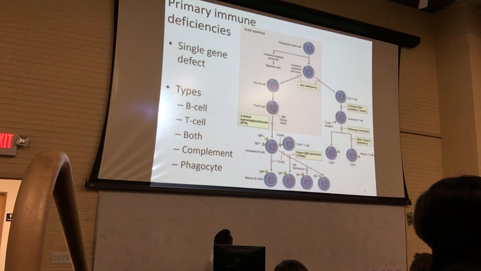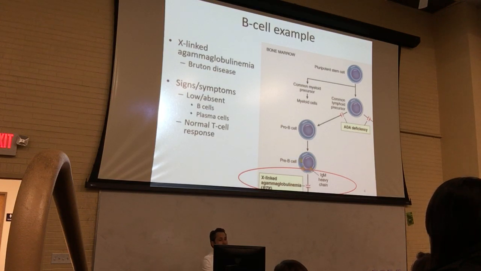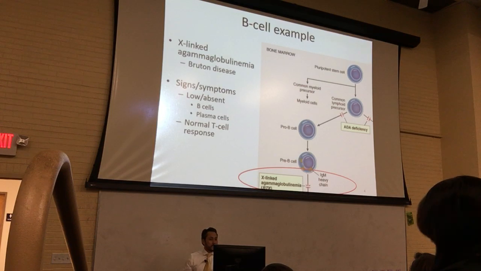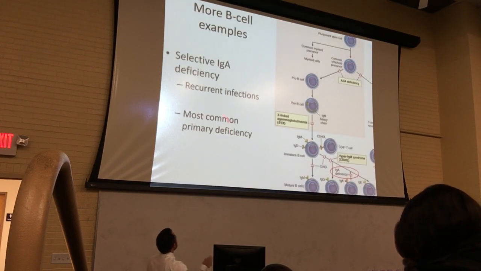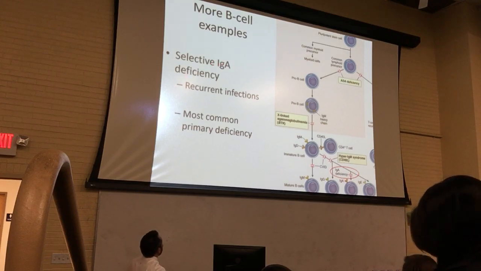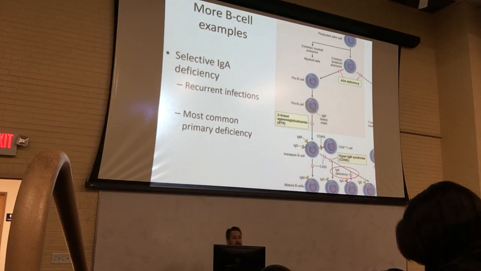So there's a CVID mutation that takes place, and it can take place in 2 locations. We're not going to test on that. So we're going to test on Bruton's disease, where you get no B cells, no antibody production, normal T cells, and we're going to test on the most common. The most common is IgA deficiency, where these patients are at risk of reoccurrent infections.